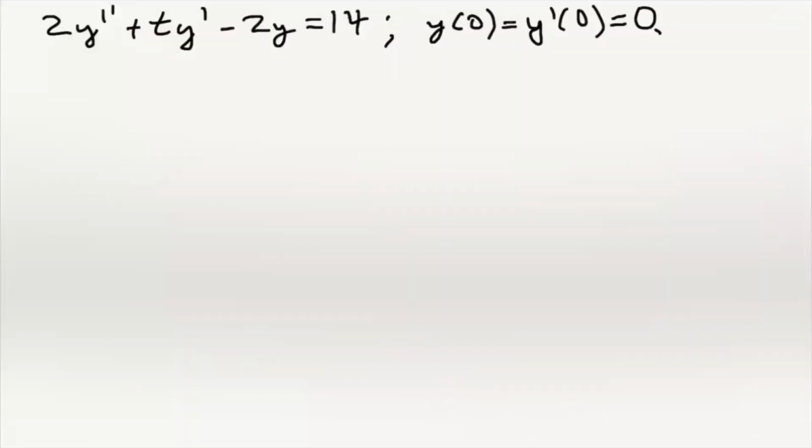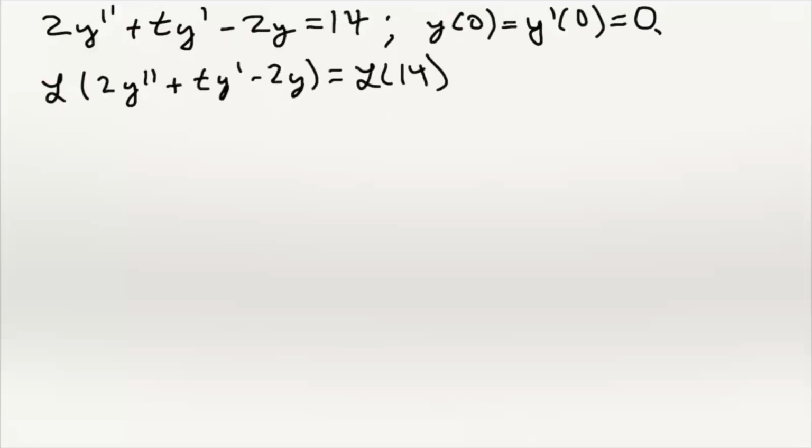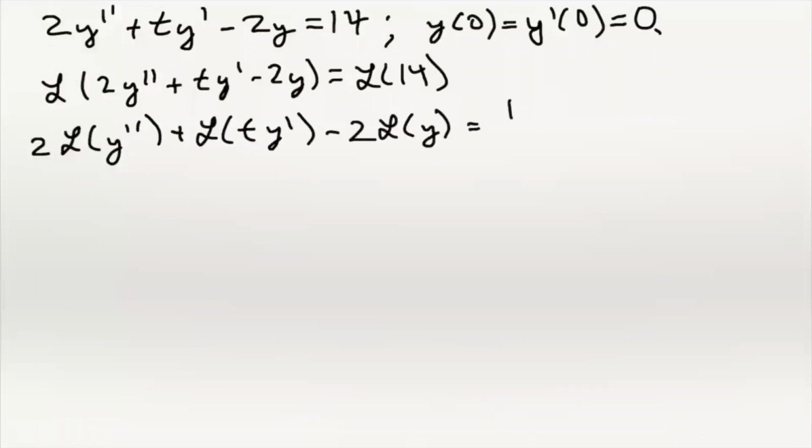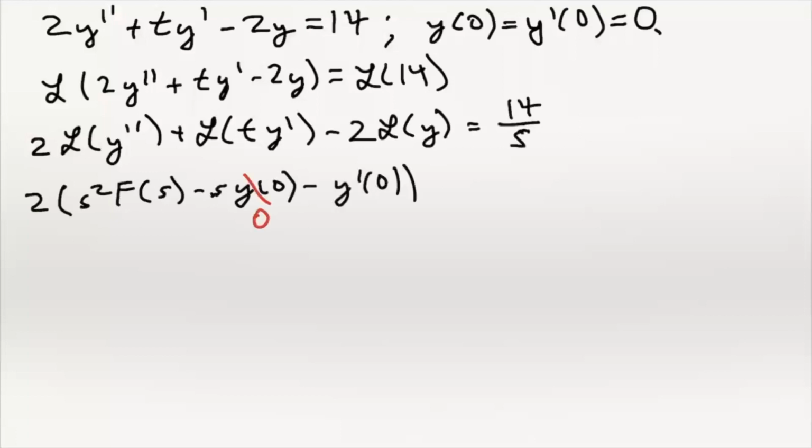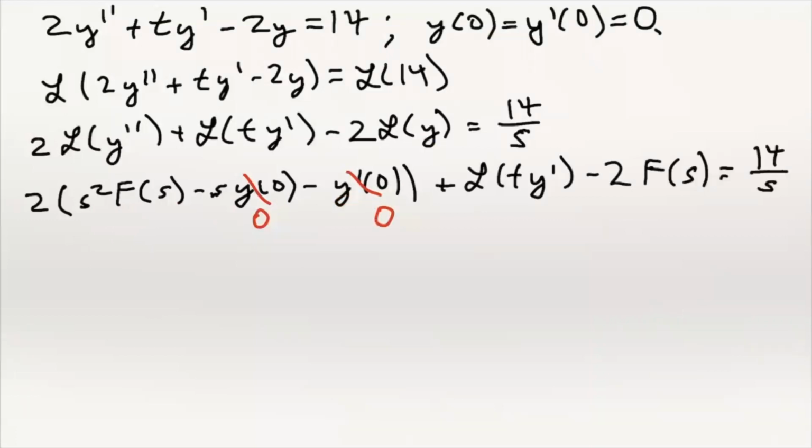So what happens? So this was our problem. We take the Laplace transform of both sides as usual. We use linearity. Laplace transform of 14 is 14 over s. Laplace transform of y double prime is, as usual, s squared F of s minus s times y of 0, which in this case is 0, minus y prime of 0. That's our theorem on Laplace transforms of derivatives. We'll leave this part alone for now. And another word for the Laplace transform of y is just F of s. Okay, now, this part. What do we do there?